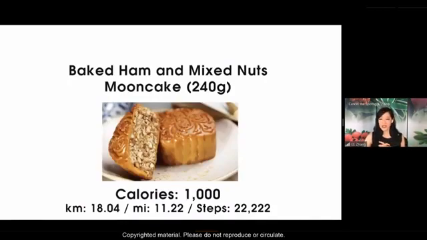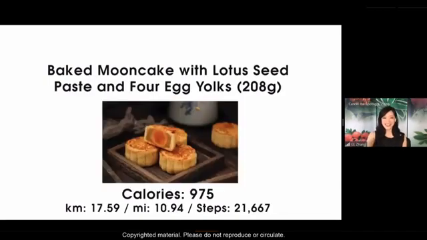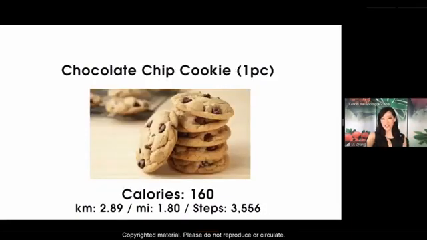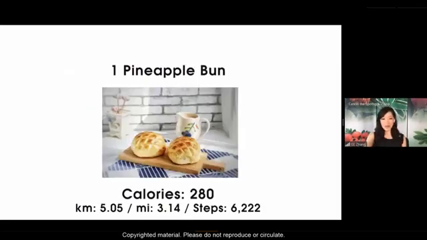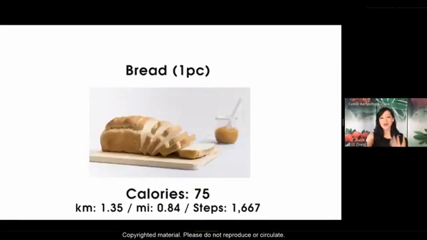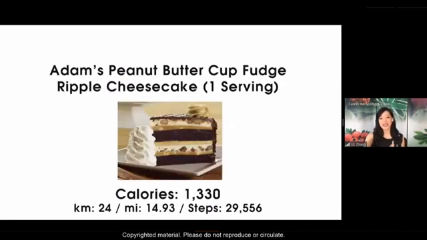So during mooncake season, what you need to do is you need to take your mooncake and then cut it up into 10 pieces. That way you know every piece has 100 calories. Now, if you have baked mooncake with lotus seed paste, it doesn't matter what sort of mooncake you eat. All of them are about 1,000 calories. Chocolate chip cookies, one piece, 160 calories. One pineapple bun, 280. Bread, one piece is 75 calories.